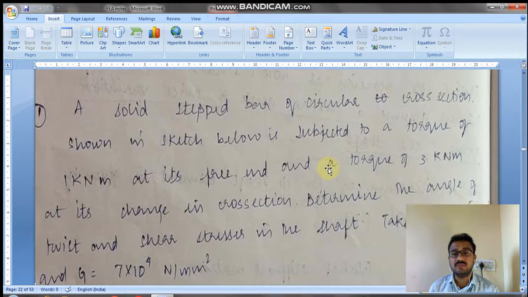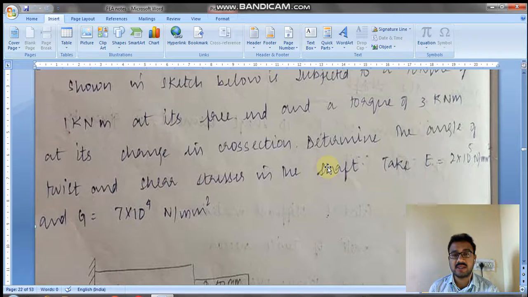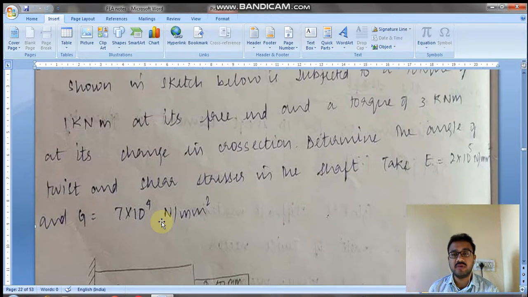We need to look at the sketch, then only we will know exactly where the torque is given. Here you can see this is the free end and this is the change of cross section. Even we are not sure where the torque value is given. What they ask us to find out from this problem is to determine the angle of twist and shear stresses in the shaft.